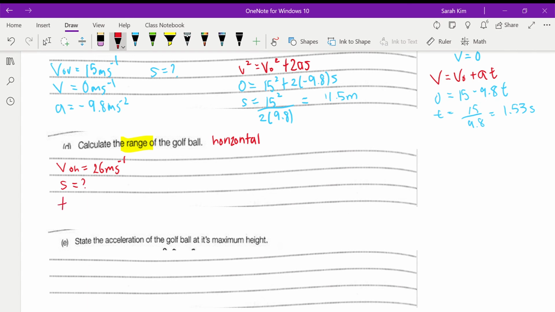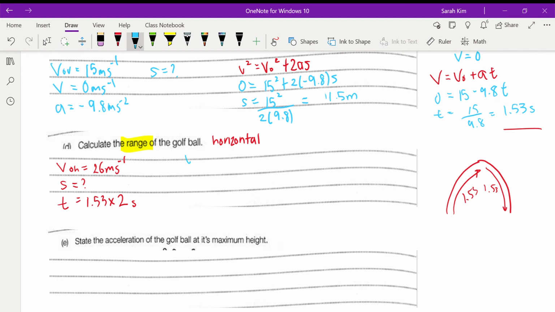My time is the same. Now, just be careful. We've got the time to get to the maximum height, so to get the full time you have to times it by 2, because the whole range is the total time, once it goes up and then comes down as well. That coming down is 1.53 seconds, so you've got to add them too. So it's 1.53 times 2 seconds because it's a round trip.